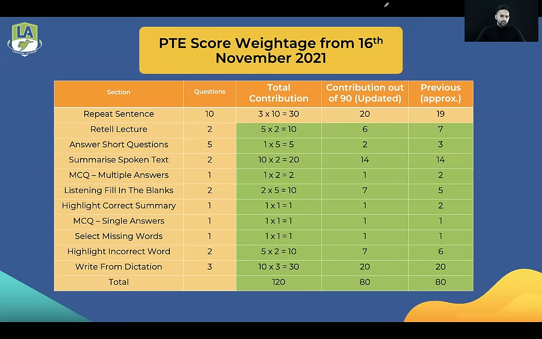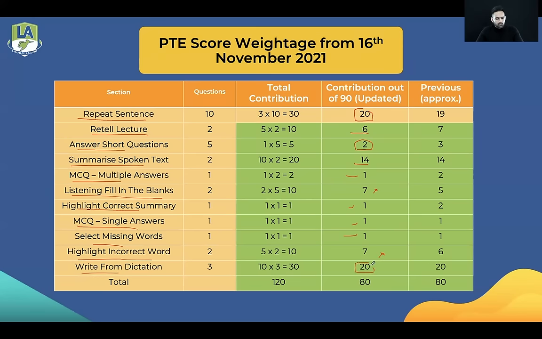And then we have listening. Repeat sentence from speaking, around 20 points. Retell lecture, 6 points. Answer short questions, 2 to 3 points. Summarize spoken text, 14 points. MCQ multiple answer, highlight correct summary, MCQ single answer, select missing words: 1 point, 1 point, 1 point, and 1 point. Listening fill in the blanks, 7 points. Highlight incorrect words, 7 points. And write from dictation is going to give you 20 points.